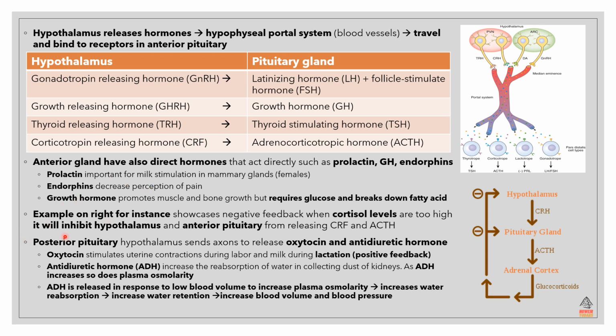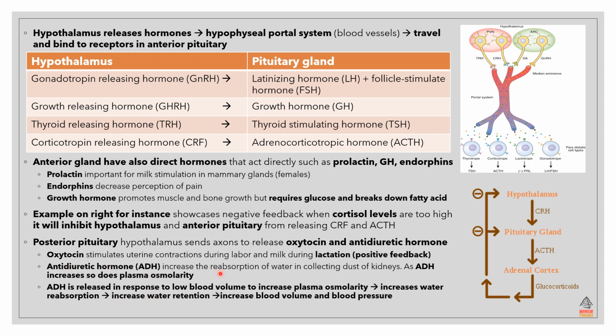Alright, so you also have the posterior pituitary, so you've got posterior and anterior. With the posterior pituitary, the hypothalamus sends axons to release oxytocin and antidiuretic hormone. Oxytocin stimulates uterine contractions during labor and milk during lactation, and it uses positive feedback. So we have two things that are important for milk: oxytocin and prolactin. They're both important for milk stimulation.